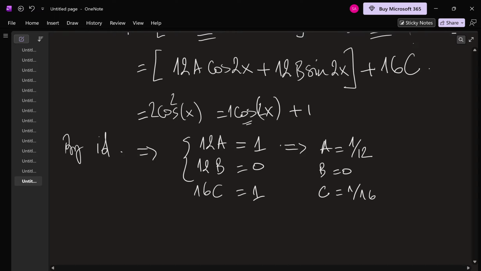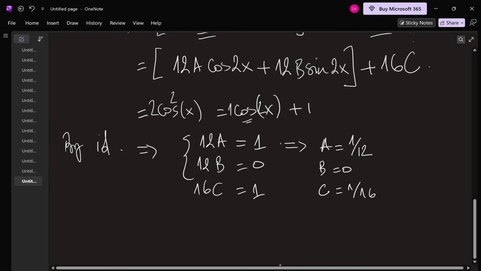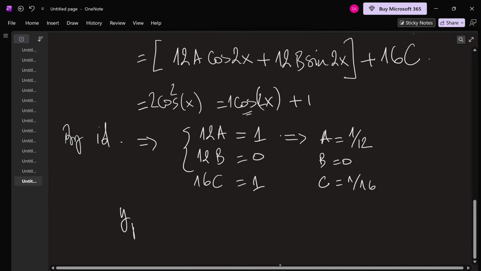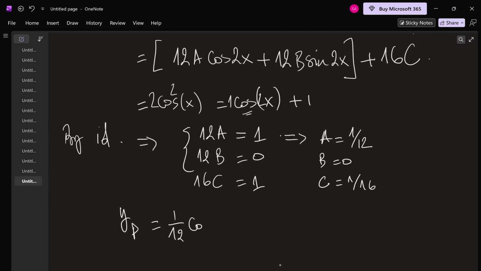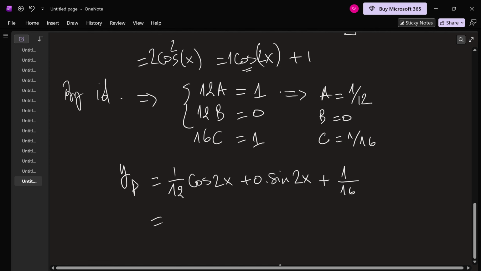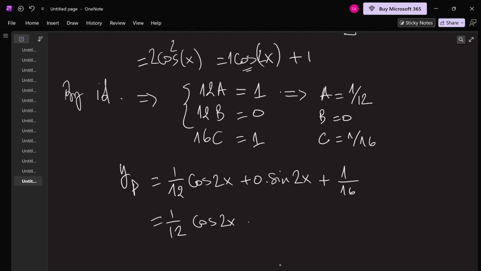Okay, so that's it. We found the particular solution. So yp is equal to 1 over 12 cosine 2x plus 0 sine 2x plus c, which is 1 over 16. Remember, this is only the particular solution. We didn't yet write the general solution.